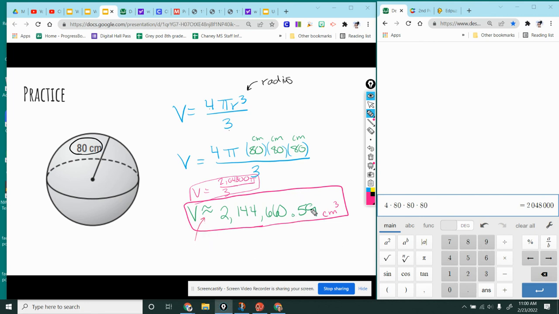But if we want to round it out, as soon as you can write the formula, you can multiply it all out and you will get the same answer no matter what.